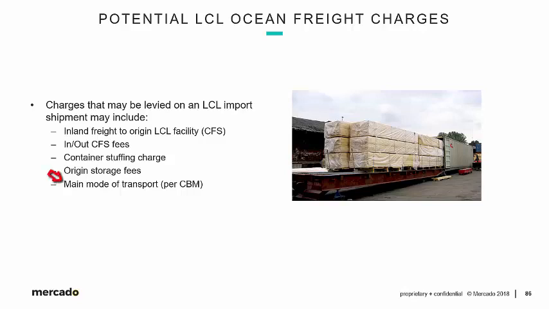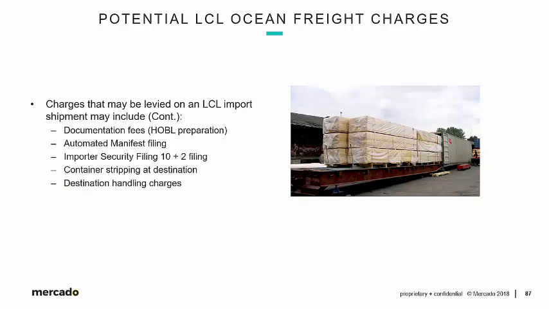Naturally, the main mode of transport, which is ocean freight, on a per CBM basis, 2 cubic meters, 10 cubic meters, maybe it's dense, maybe it's voluminous, it's going to be expressed by CBM. Other charges. Documentation fees. Of course, the freight forwarders are going to prepare the house ocean bill of lading. There's a charge for that, quite common.